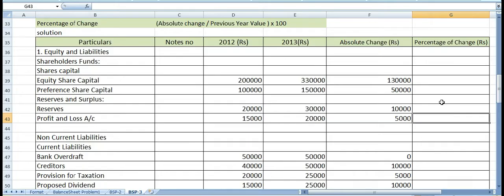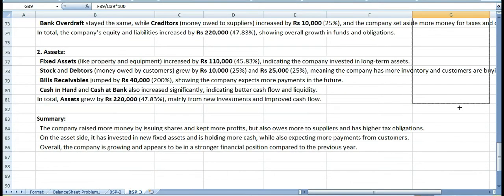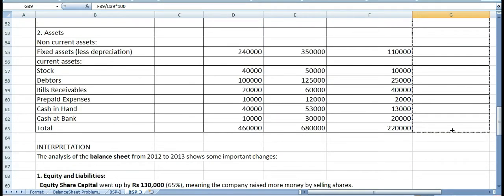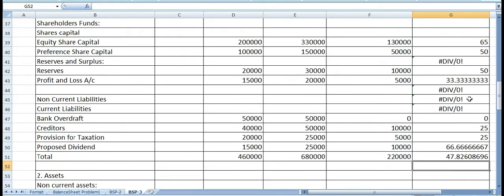Next we have to calculate the percentage of change. Percentage of change is calculated with the formula: absolute change divided by the previous year value, that is the 2012 value, into 100 percent. So we have calculated the percentage of change here. Similarly, we have to calculate the percentage of change for all the values given in the balance sheet. Remove those cells which do not contain any value.